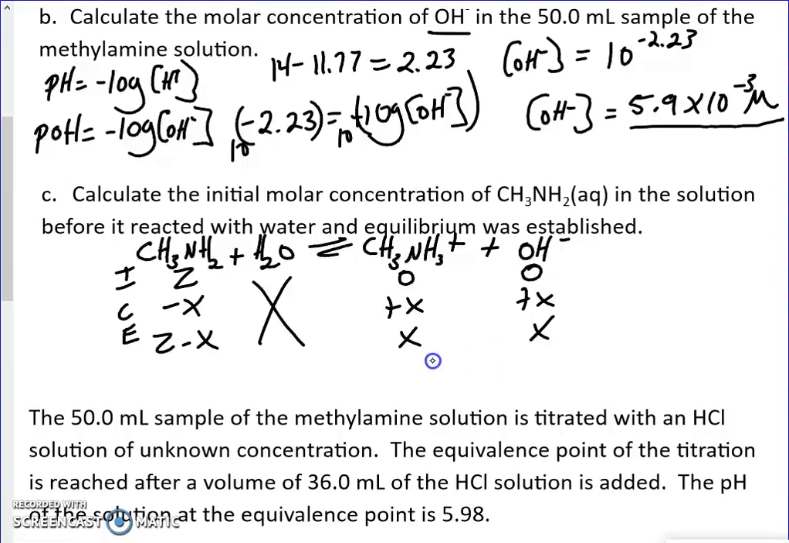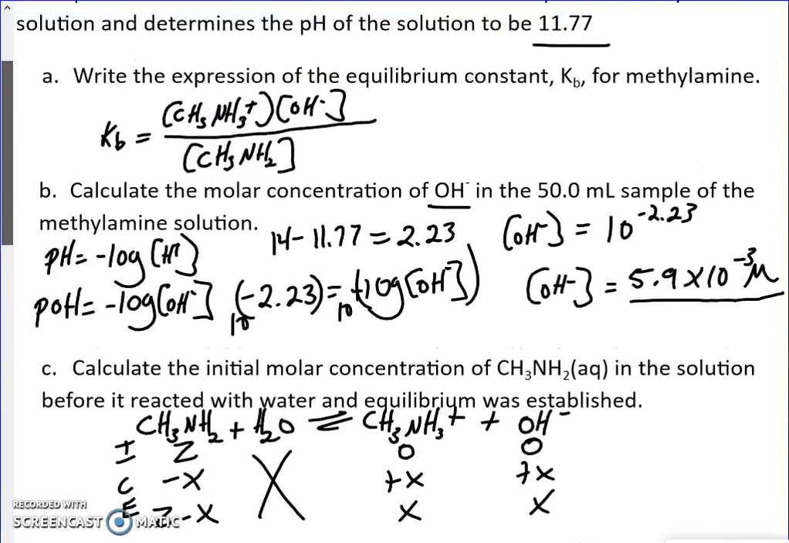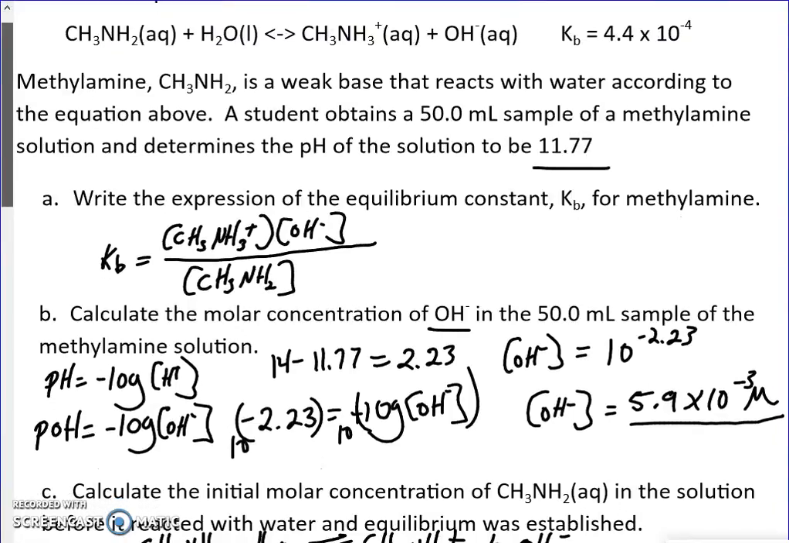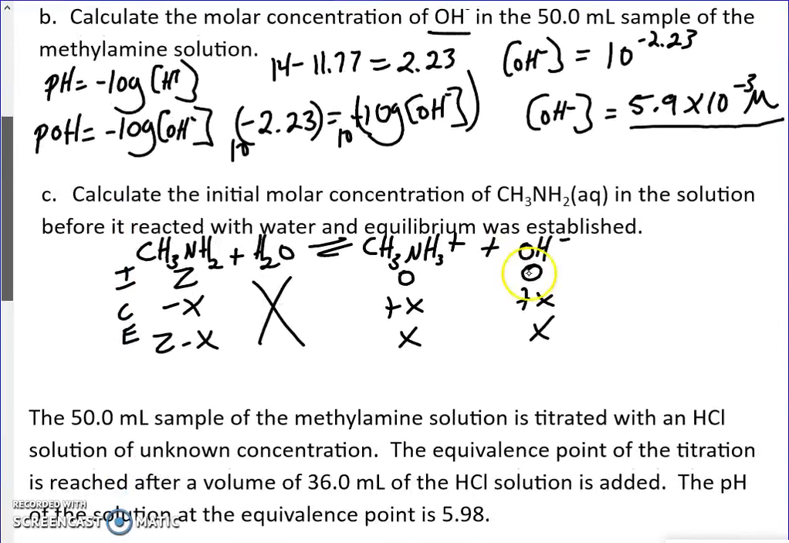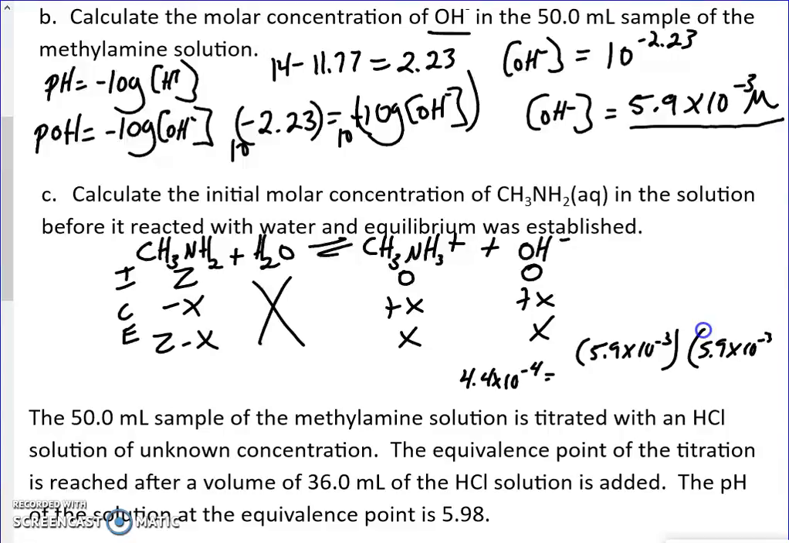So what we can do is we can now plug that into our equilibrium expression and actually solve for Z. It's kind of, like I said, a backwards design problem. It's a little bit different. So let's go back up here and grab our Kb, 4.4 times 10 to the negative fourth. That's going to be equal to 5.9 times 10 to the negative 3, our X, times X, 5.9 times 10 to the negative 3, divided by Z minus 5.9 times 10 to the negative 3.